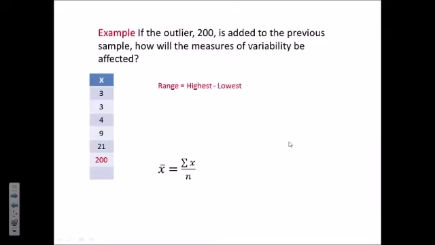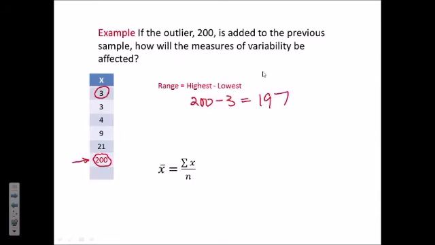If the outlier 200 is added to the previous sample, how will the measures of variability be affected? We're going to add 200 to the distribution. Now the range would be the highest score, which is now 200, minus the lowest: 200 minus 3, or 197.